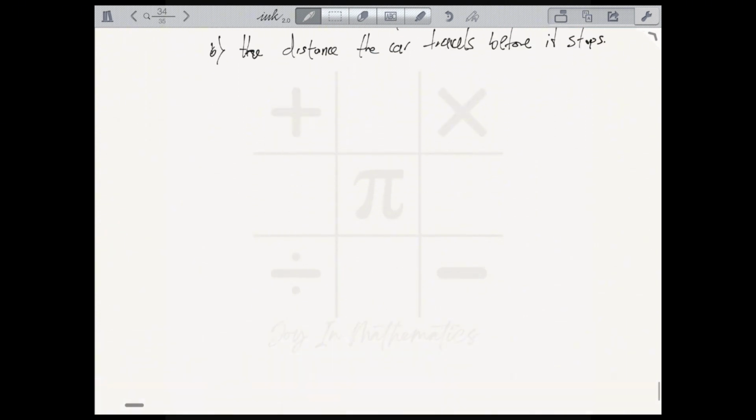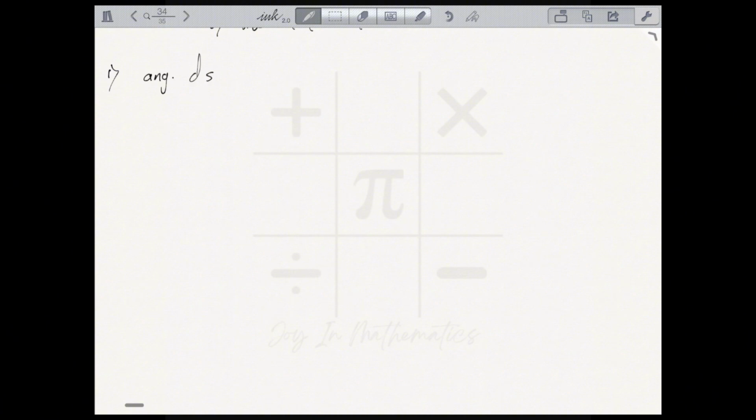Now let's solve that. We were given the angular displacement. Now we know that the difference between displacement and distance is that displacement is a vector quantity, and distance is a scalar quantity. So the angular displacement is 9t squared minus 2t cubed, the unit being in radians.